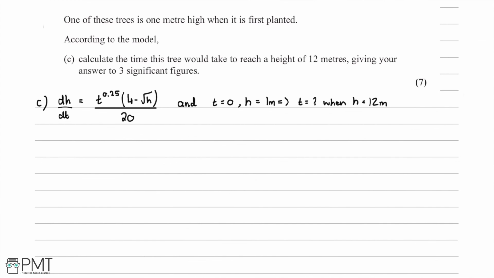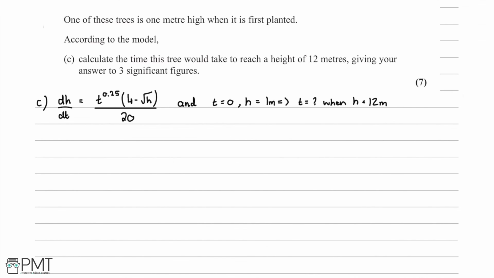So in this question we're told that one of the trees is 1 meter high when it's first planted, and we're asked, according to the model, to calculate the time this tree would take to reach a height of 12 meters, and we're to give our answer to 3 significant figures.